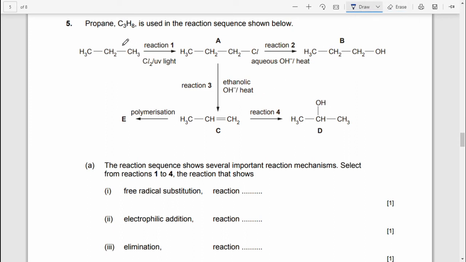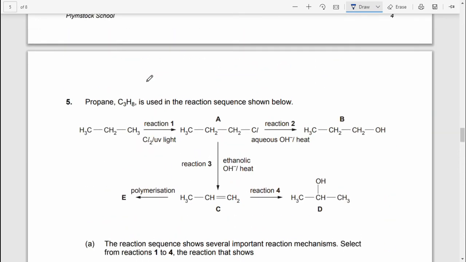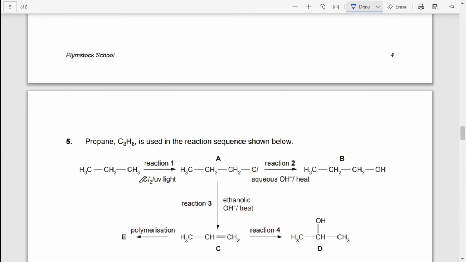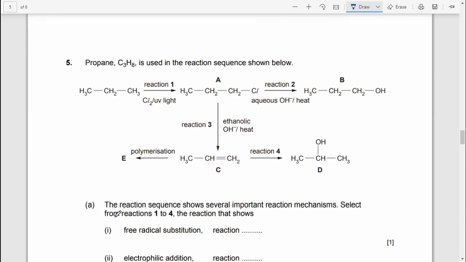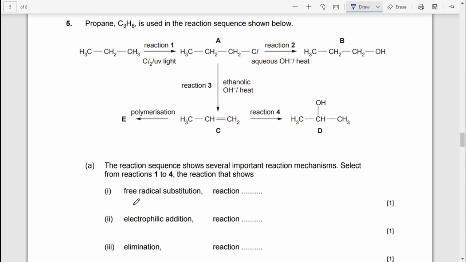So propane C3H8 is used in the reaction sequence below. These are the reactions, and the question is: the reaction sequence shows several important reaction mechanisms. Select from reaction 1 to 4 the one that shows free radical substitution. So we're going to only focus on the free radicals.